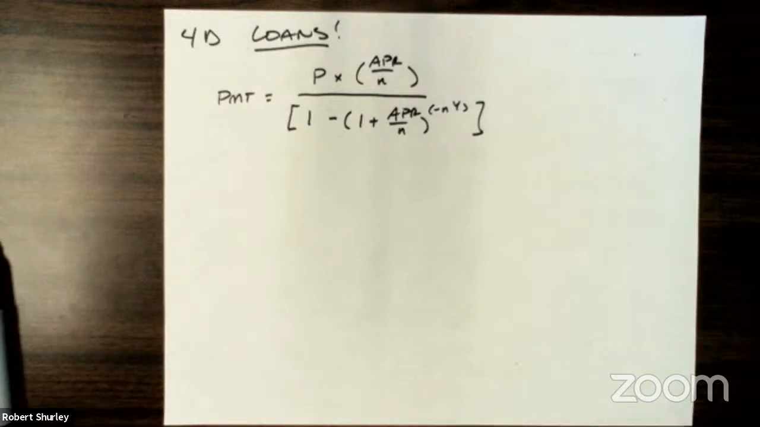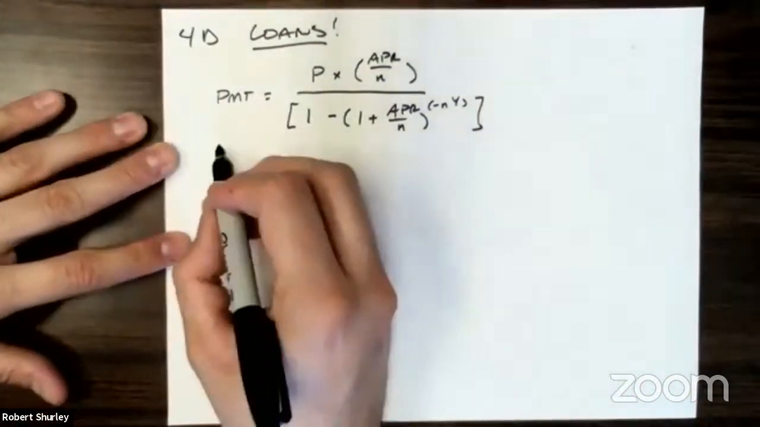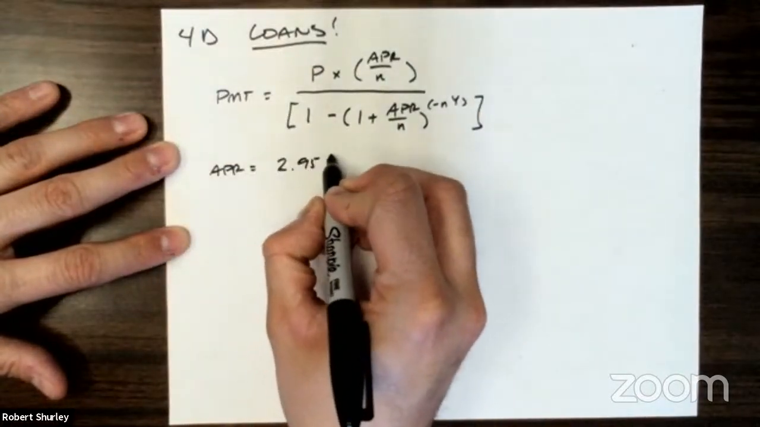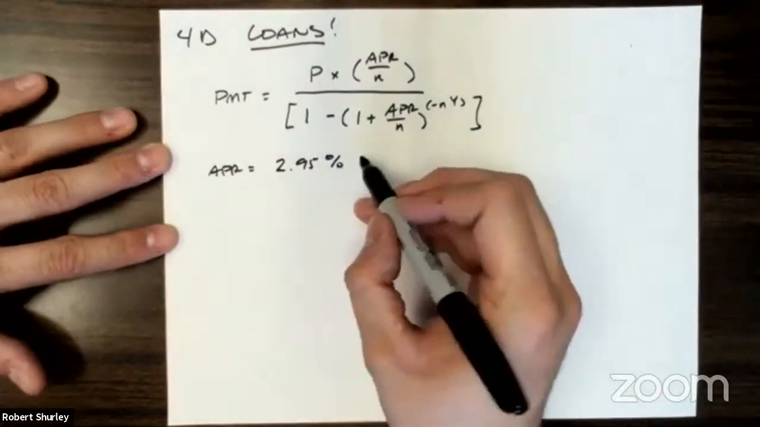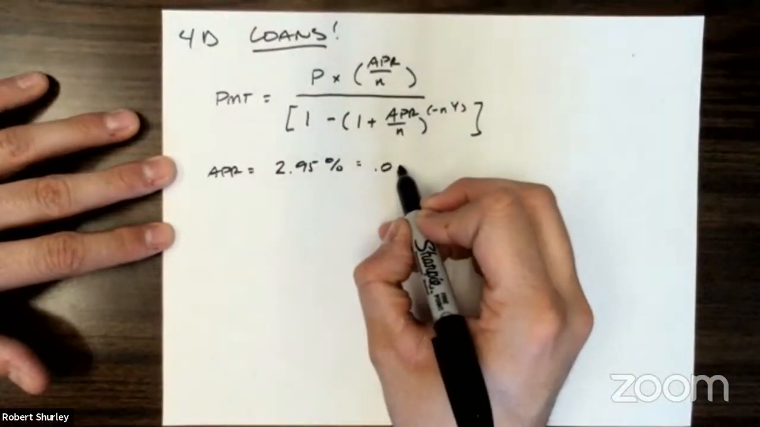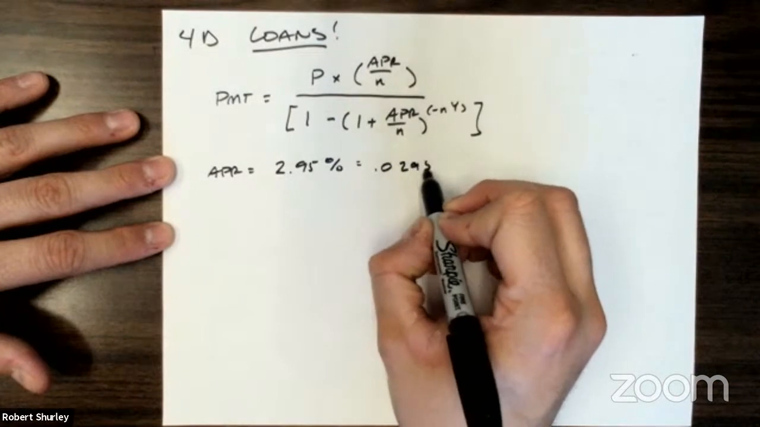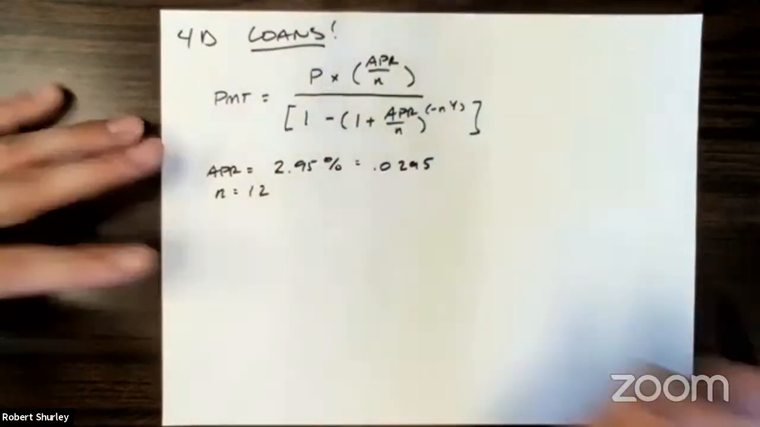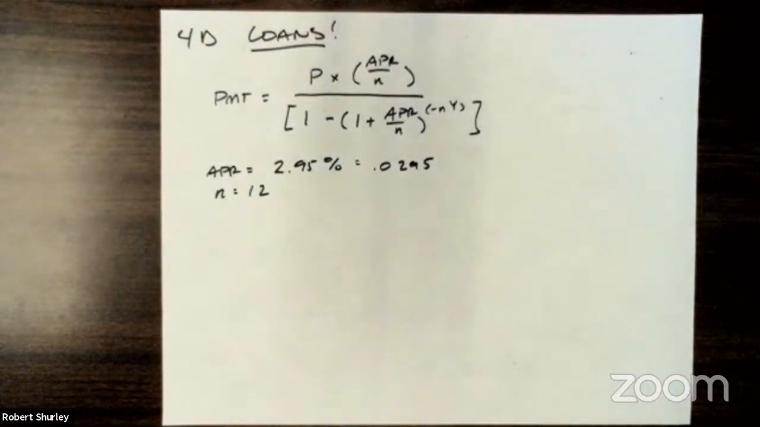Okay, it looks like the APR, I'm getting around 2.9, 2.76, 3.0. Let's do 2.95. So let's say our APR that we find for our house is 2.95%. Now remember, we've got to write that as 0.0295, right? We have to write it as a decimal. N is going to be 12 because we're going to make monthly payments on this thing.